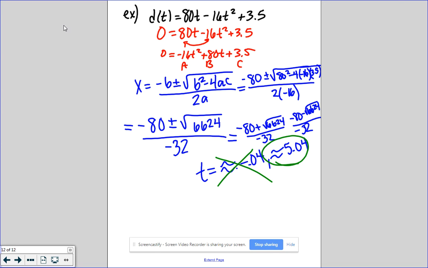Well, so what is this little symbol up there? What does that little double tilde mean? Approximately. I rounded. It's not an exact answer, because if you plug that square root of 6,624 into your calculator, you get kind of a nasty decimal. So, all right. Any questions on that?